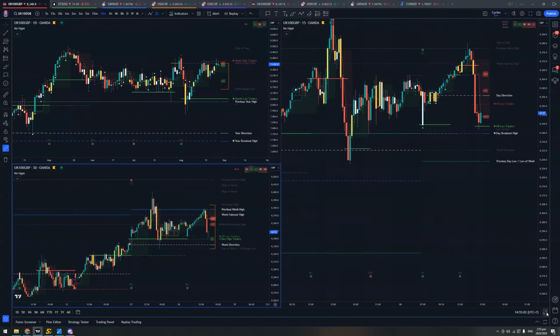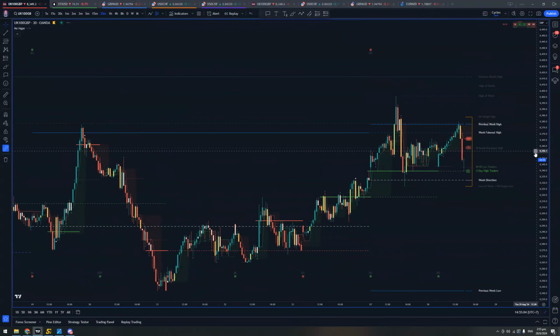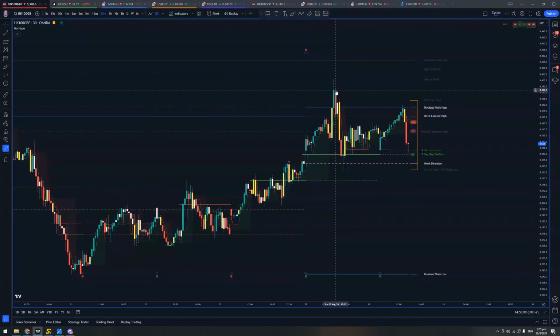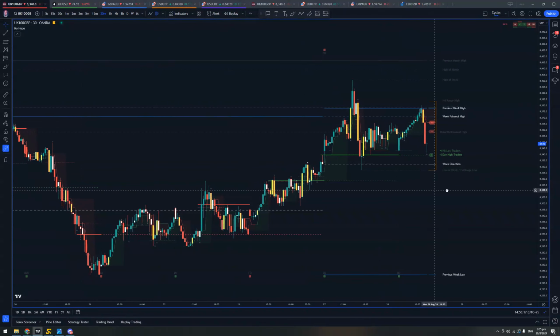On the weekly, yesterday, it's a fake out week. Yesterday faked out, tried to break out of that previous week high. Didn't work out. Faked it out and then retraced back up, tried it again, and I'm trading that continuation down.